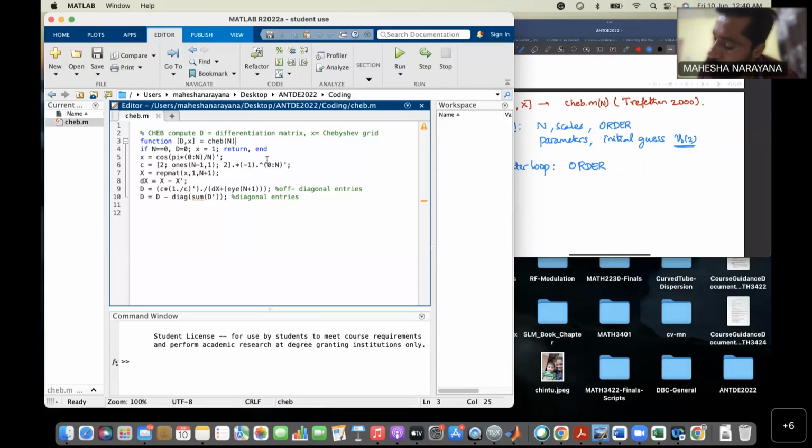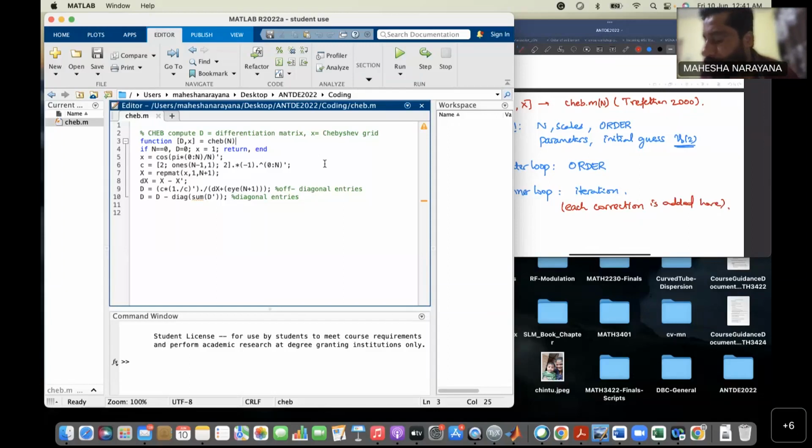So that's the outer loop, and the inner loop will be on, let's say, iteration. So each correction is added here in the inner loop, and we will try to plot our solution at each iteration and see how it is getting converged.